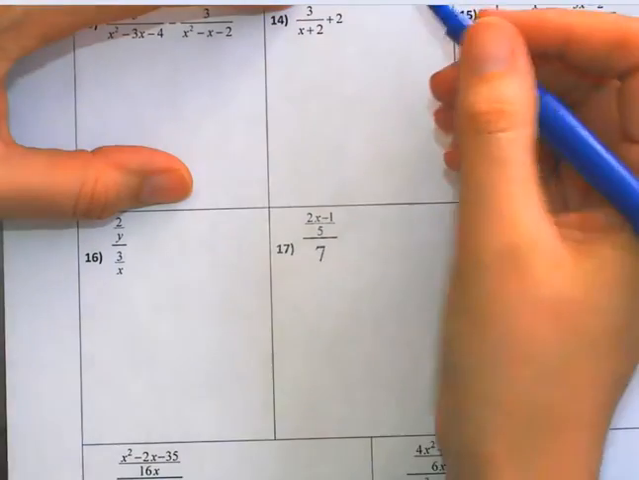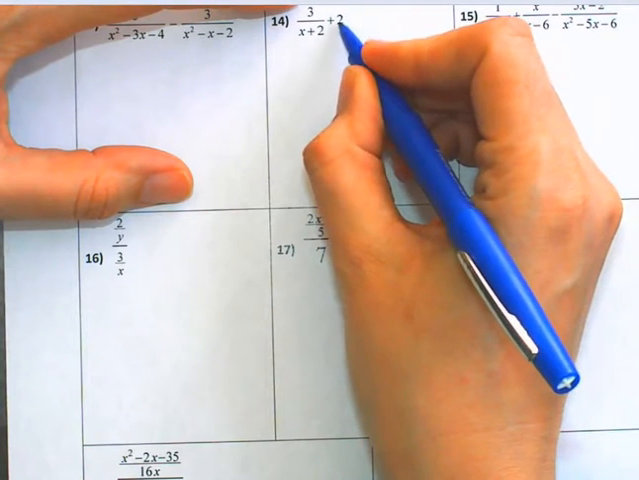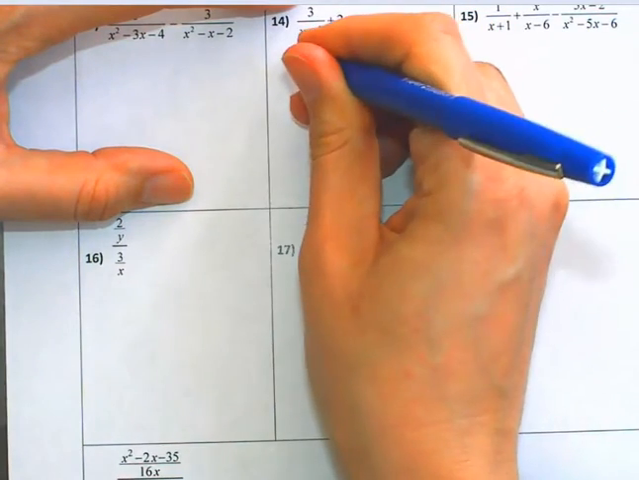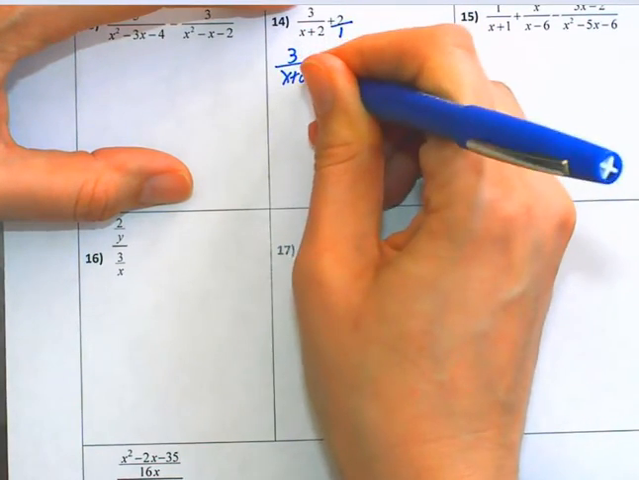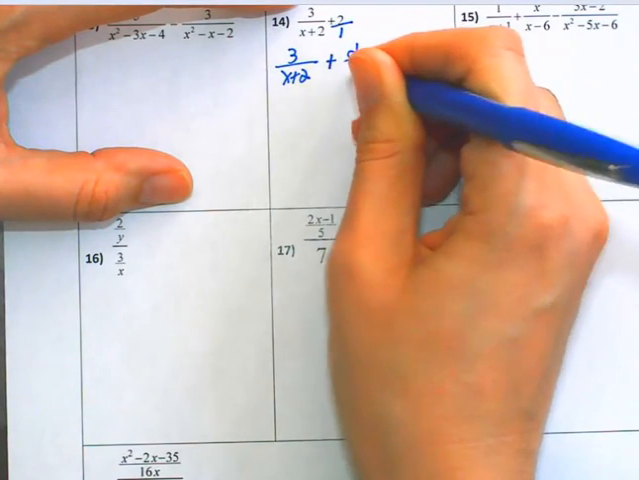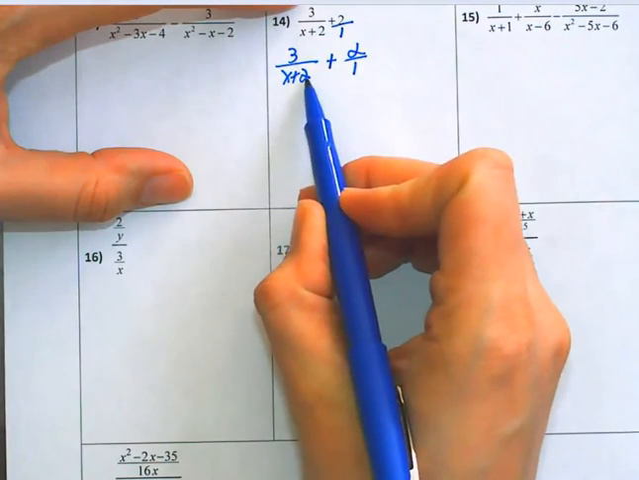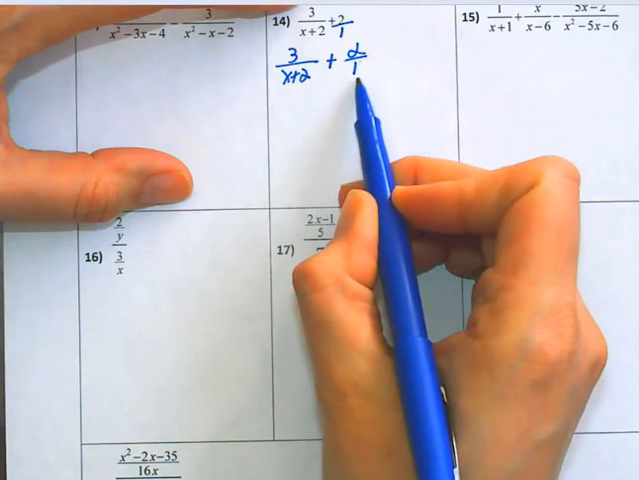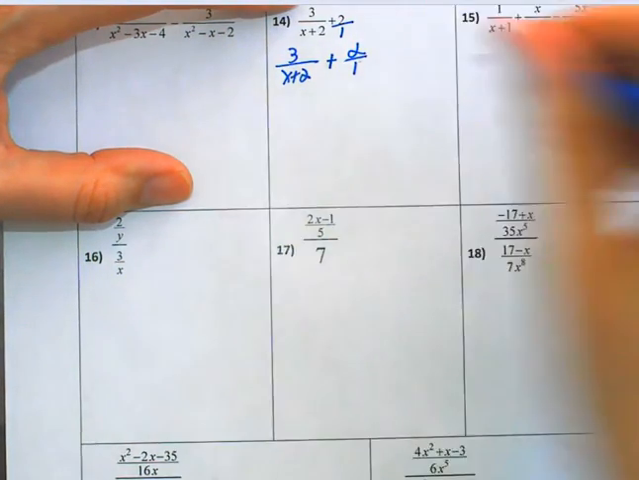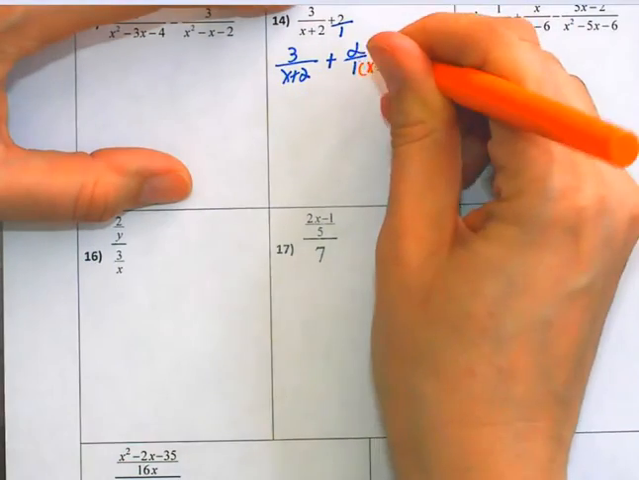Okay, so number 14 looks confusing because I have this plus 2. All right, well, when you just have 2, you know that the denominator is 1. So I have 3 over x plus 2 plus 2 over 1. Okay, same rules apply. I need to make the denominator the same. This says x plus 2. Well, over here, okay, I need to multiply something to get x plus 2 in the denominator. Well, the only thing I can multiply to get x plus 2 in the denominator is x plus 2.